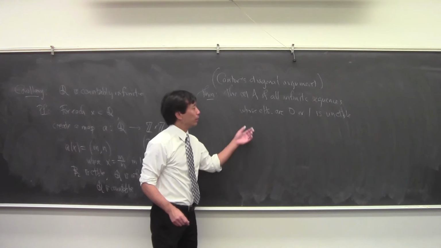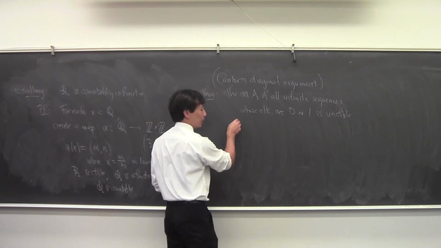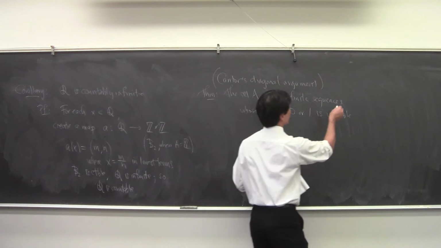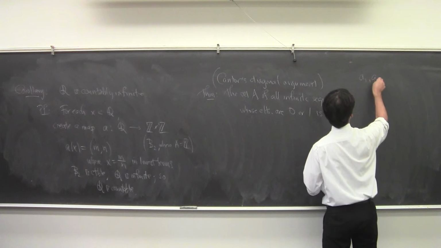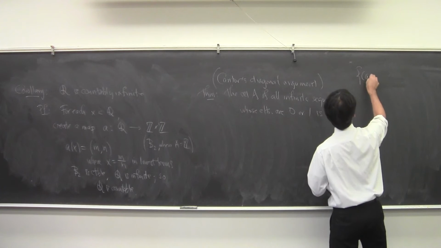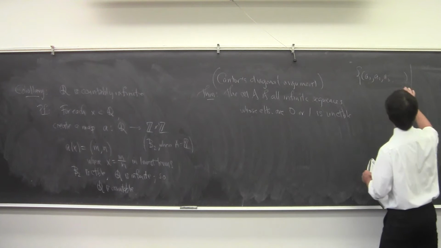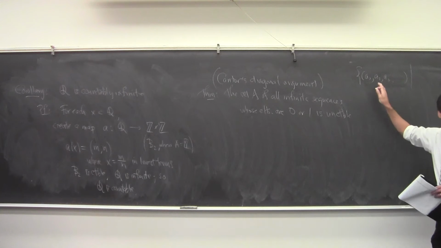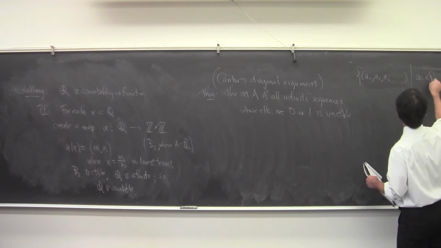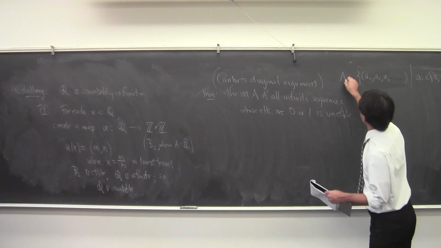Okay, so you're taking sequences, right? You're taking infinite sequences, A1, A2, A3. So your set looks like A1, A2, A3, and so on. It's an infinite vector now, not a finite vector, but an infinite vector, okay? And each of the A_i is either 0 or 1. So that's our set, right?